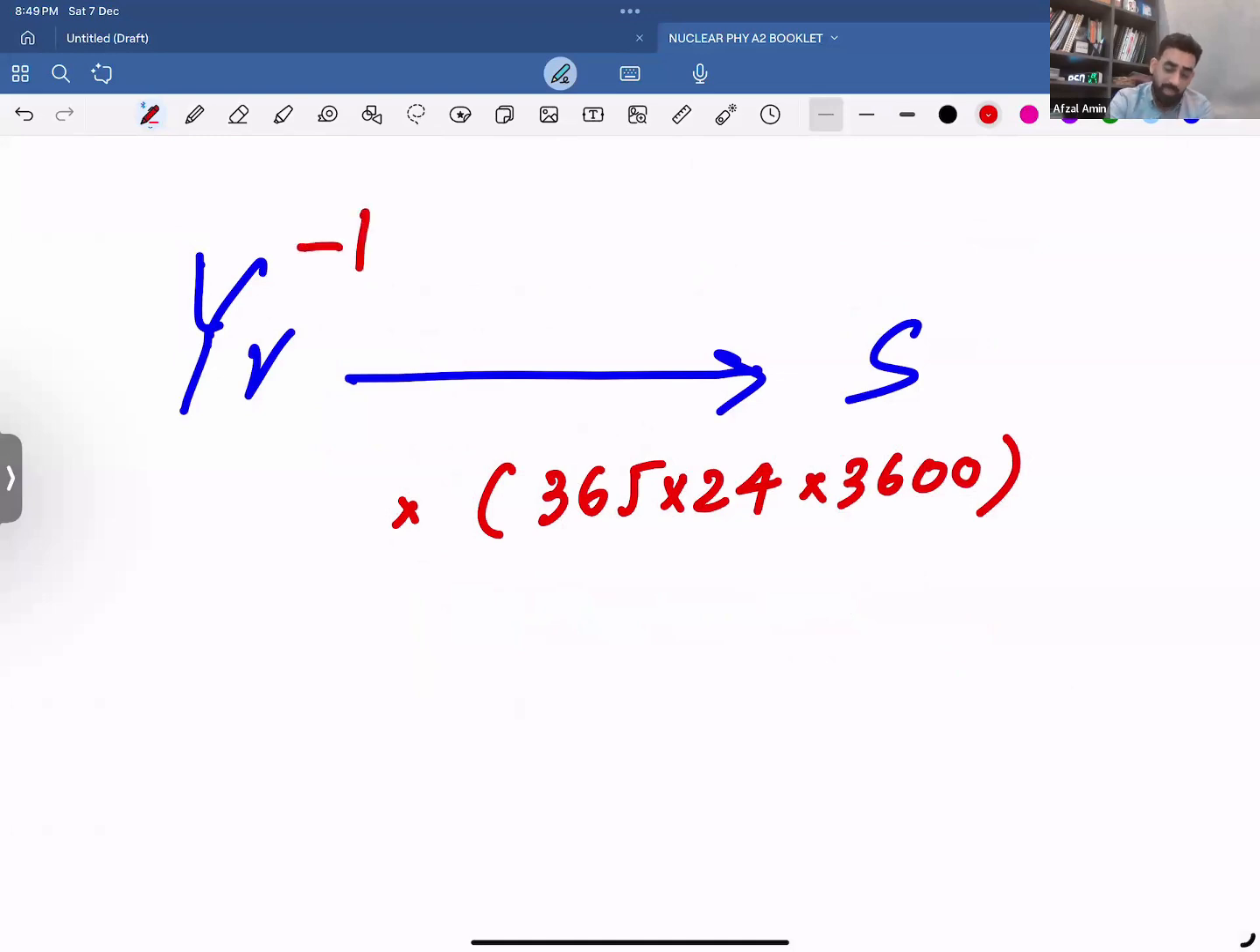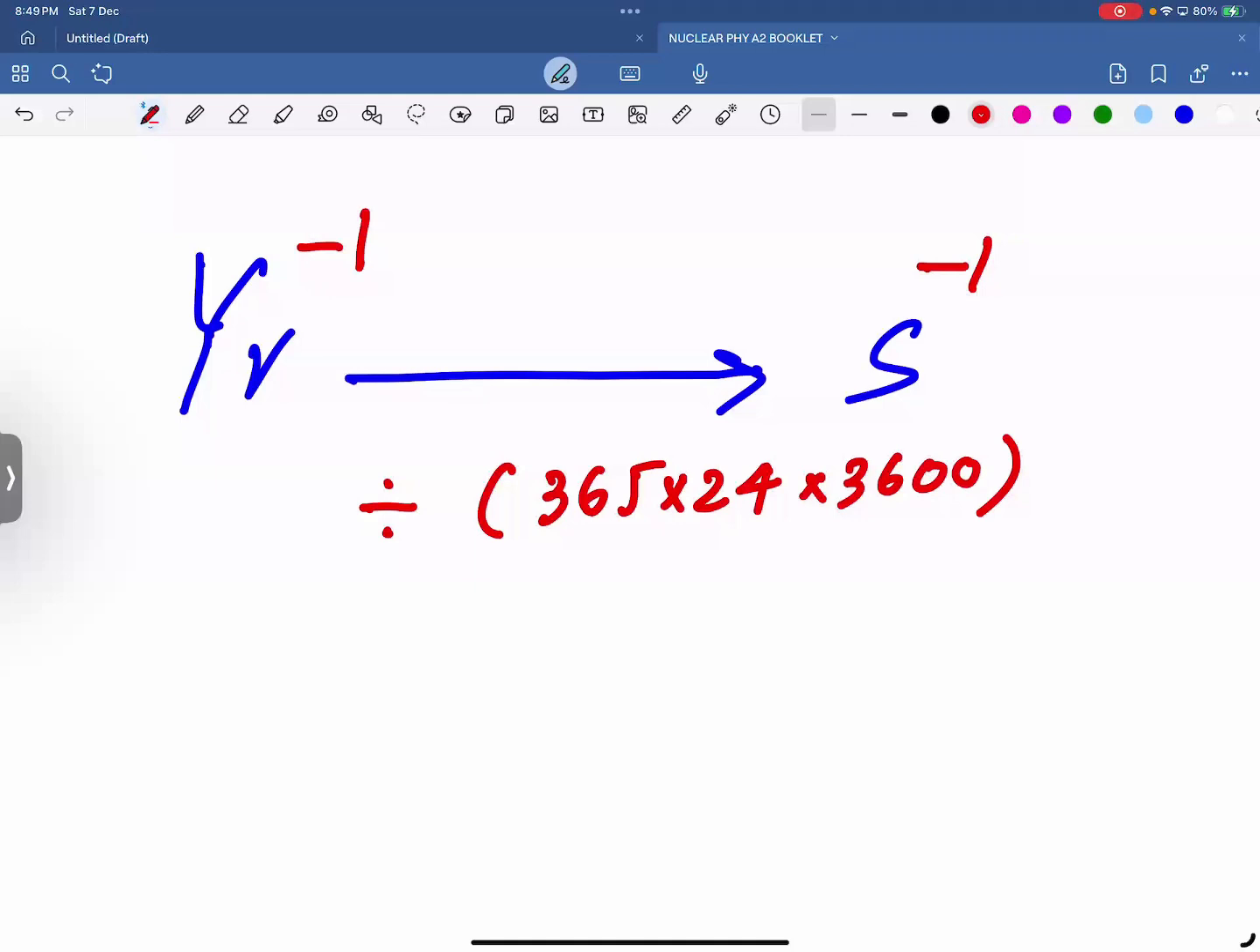But if you want from per year to per second, per means divide. So instead of multiply, you will make it divide. Okay, make sense? Yeah. Thank you.